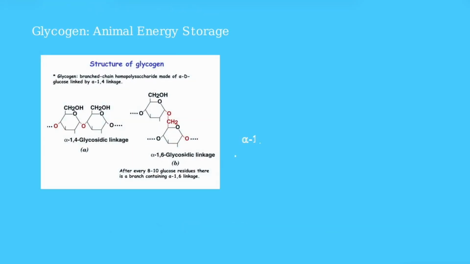Similar to starch, glycogen is the energy storage polysaccharide for animals. It's also made of glucose units with alpha linkages, but glycogen is more branched with alpha-1,6 linkages every 8 to 10 residues. This branching allows for rapid energy release when needed.